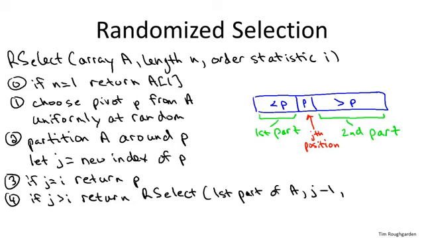And then finally, the final case is when the random element that we choose is less than what we're looking for, just like in the quiz. Namely, what we're looking for is bigger than the pivot. It's got to be on the right-hand side. We know we've got to recurse on the right-hand side.